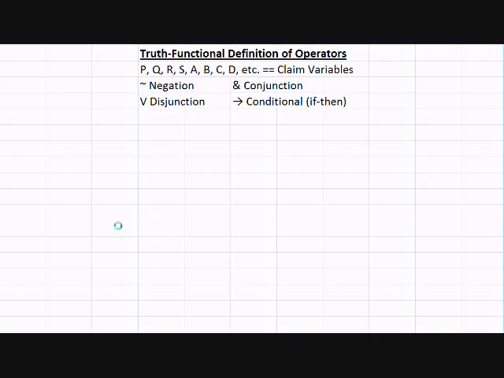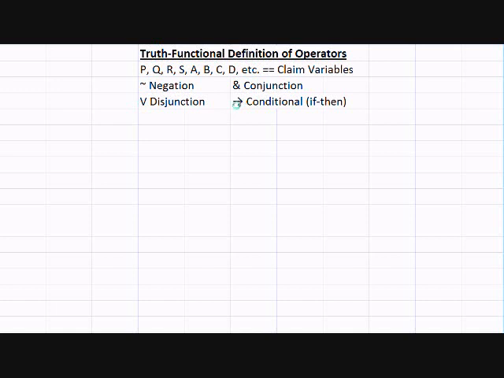A claim variable, P, Q, R, S, A, B, C, D, whatever letter one might choose, represents a specific claim. The claim could be, the door is shut. The claim could be, I am hungry. It's a specific statement that presumably is either true or false. One combines these variables with various operators: the negation operator, the conjunction operator, the disjunction operator, and the conditional operator.